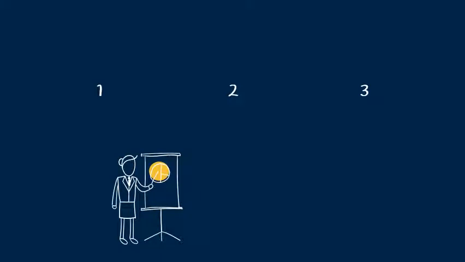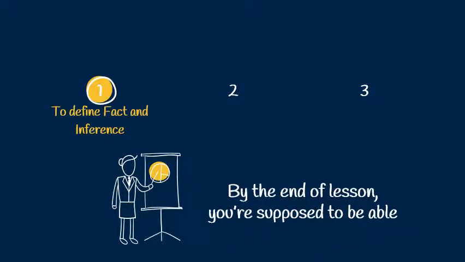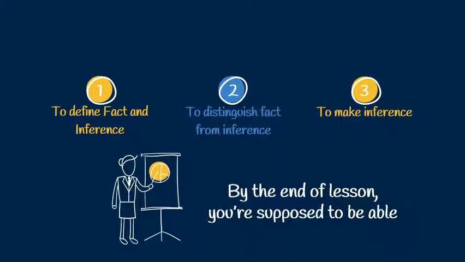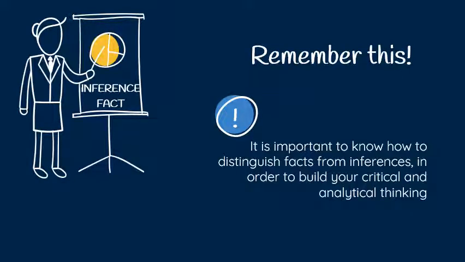Just like what I said before, today we are going to talk about inference. That is why this course is designed to make you able to first define the facts and inference in paragraphs. Second, to separate facts from inferences. And the last is to make inferences by yourself. Well, still about the objective of this course, you have to remember this. And it is important to know how to distinguish facts from inferences in order to build your critical and analytical thinking.